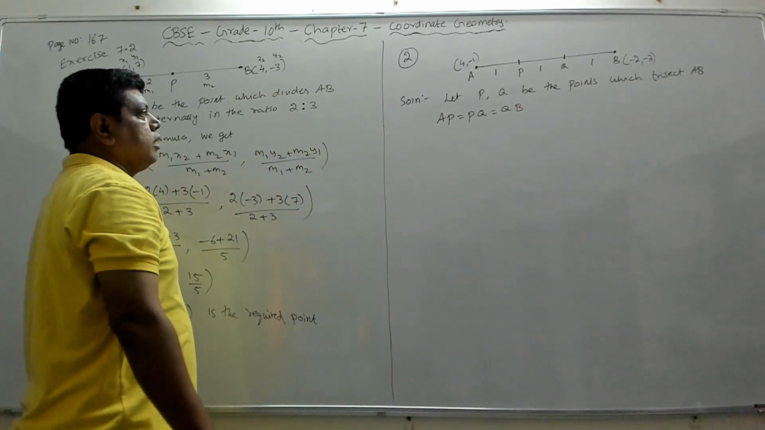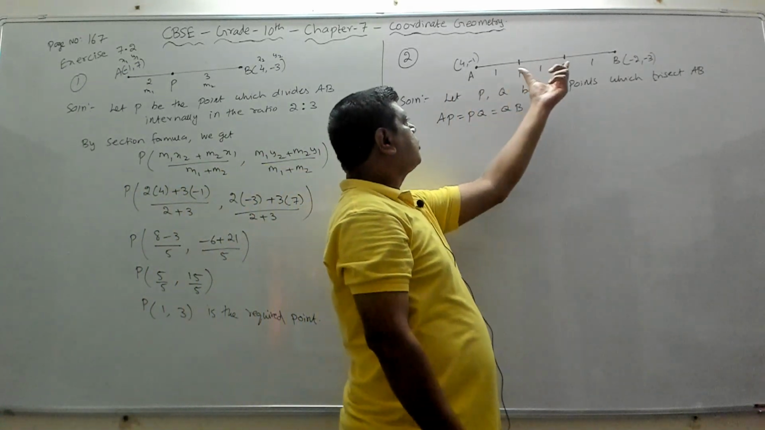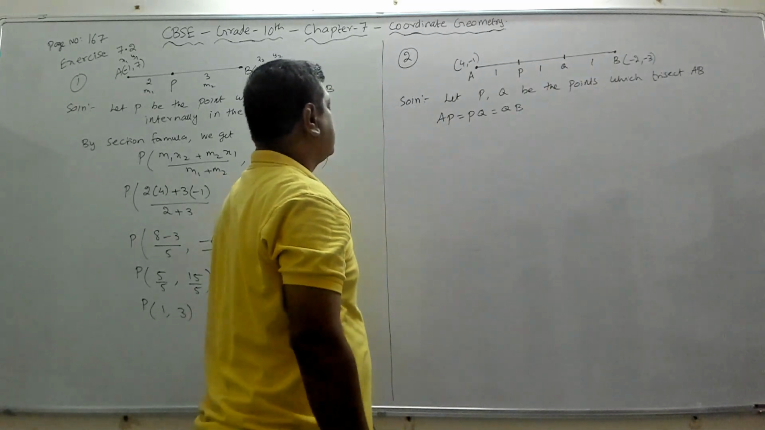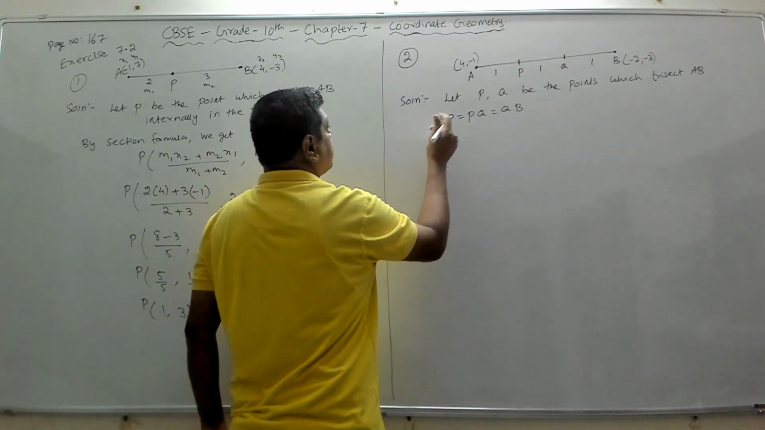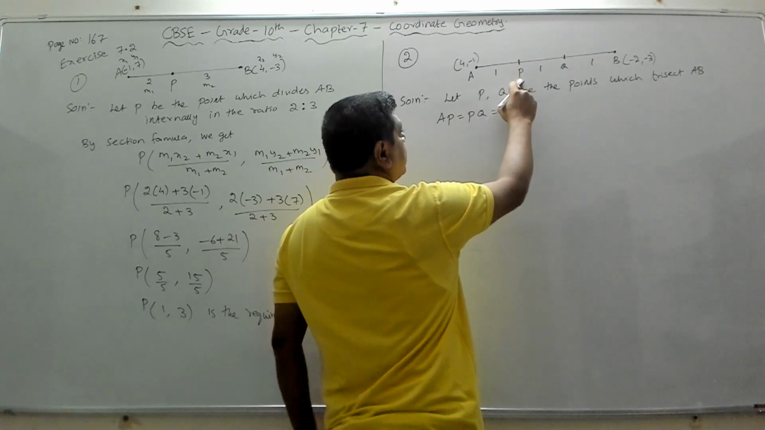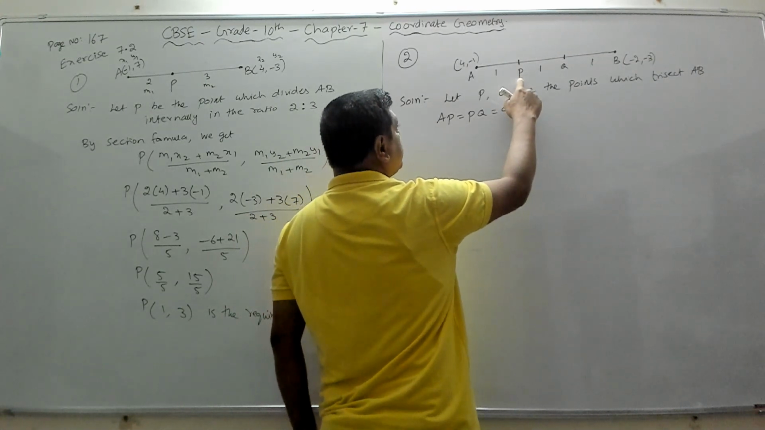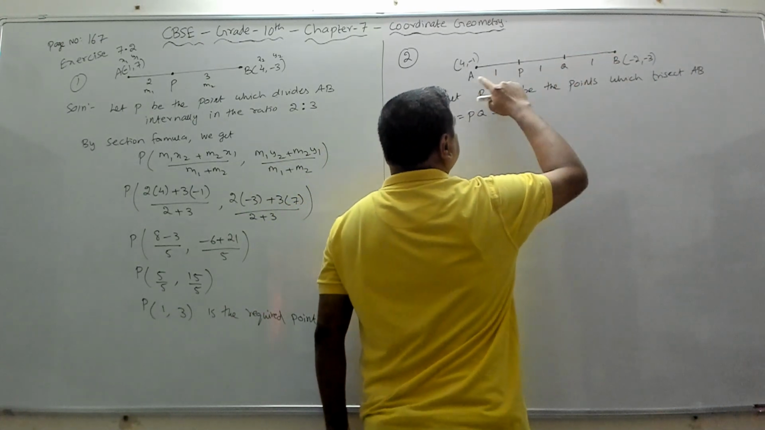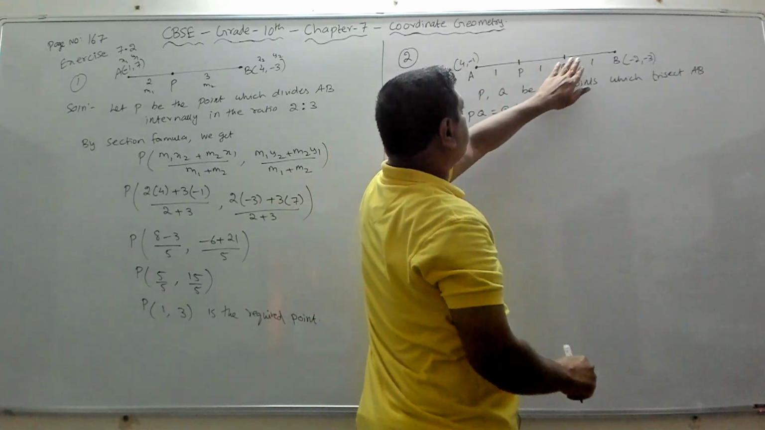All the three are equal. This length is equal to this length is equal to this length. Now, P is the point. If you observe, P is the point which divides AB internally. Let's forget about this Q for some time.